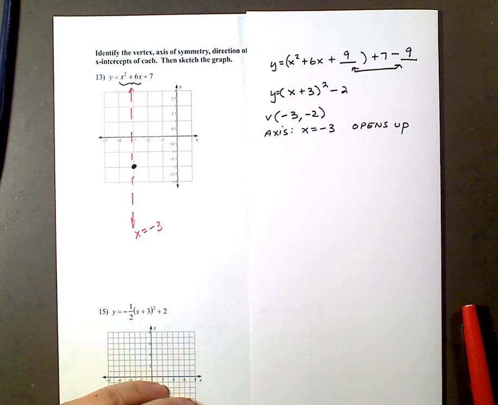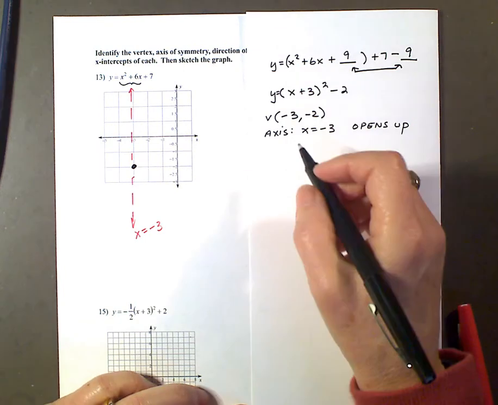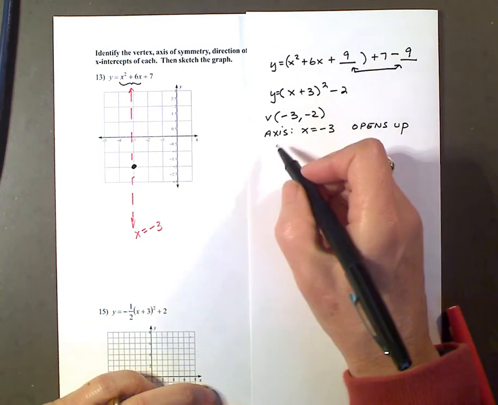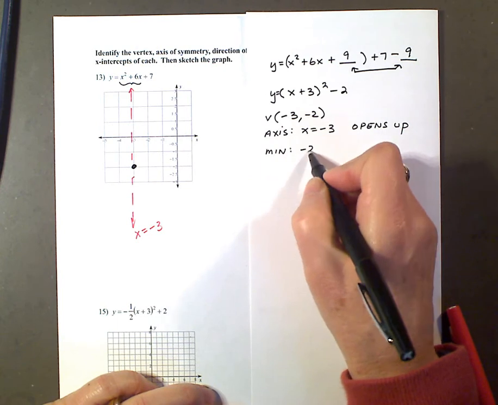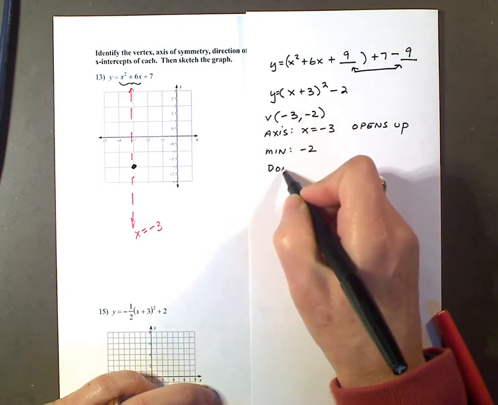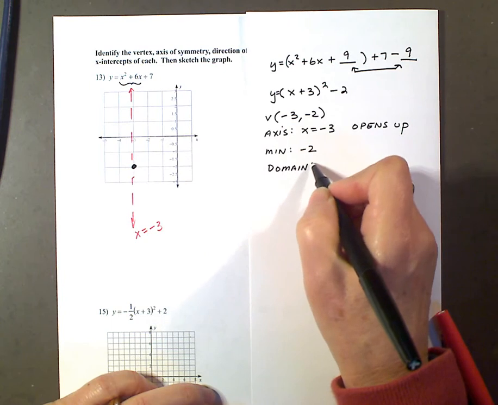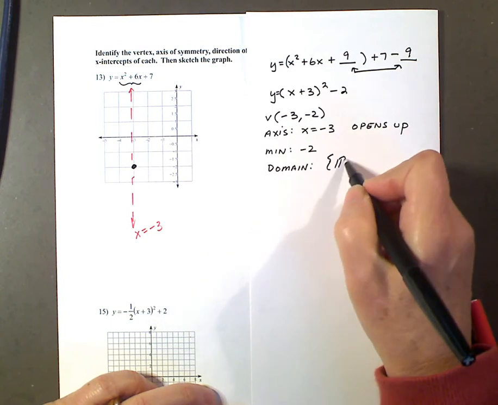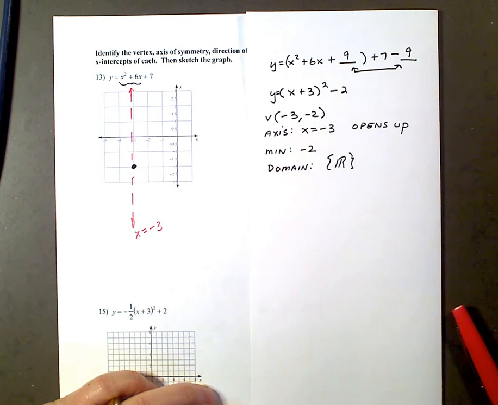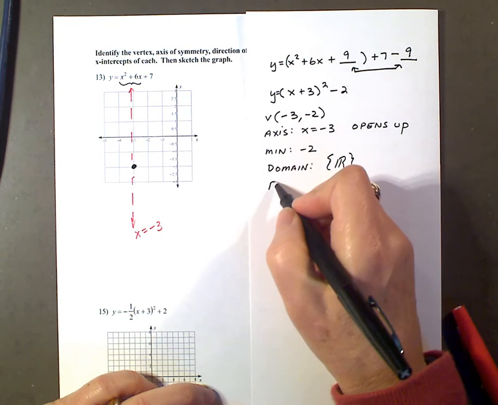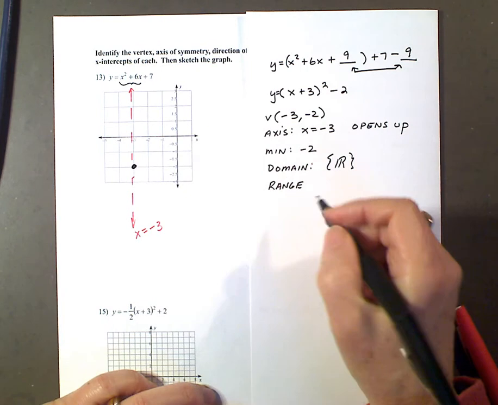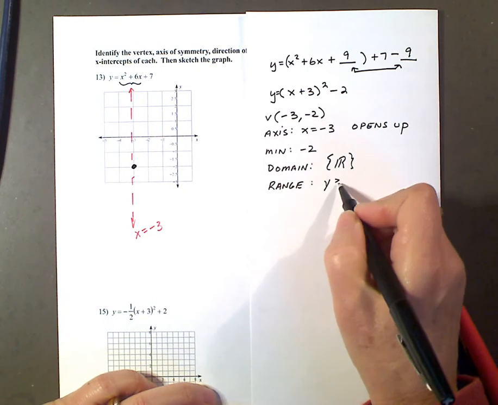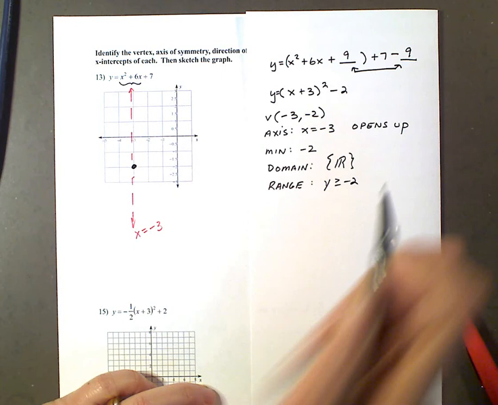Let's talk about the minimum value, which is negative 2. My domain is always all real numbers with a parabola that opens up or down. My range, I'm never going to go below negative 2, so values will always be greater than or equal to negative 2.